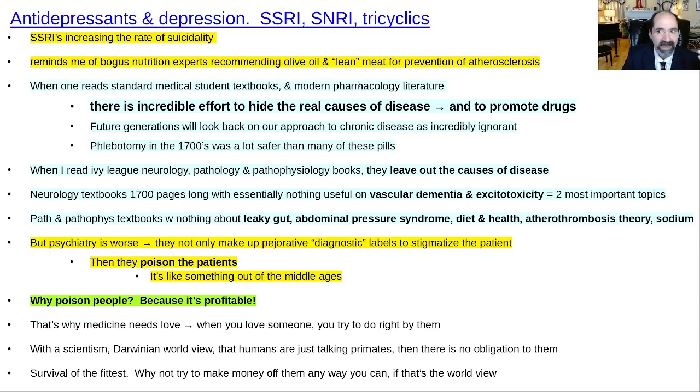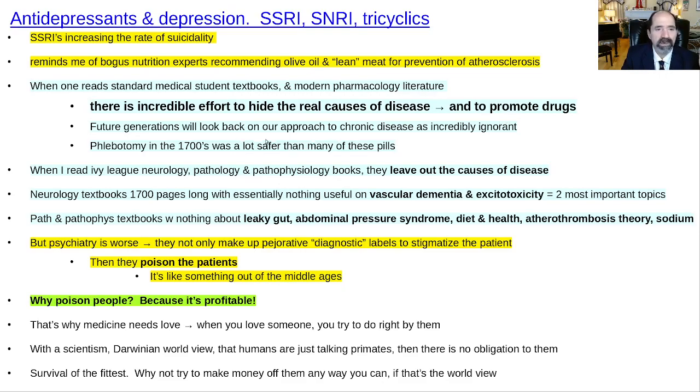So what I'm trying to say is there's a lot of people selling bogus information out there, so you've got to be careful. That's why your health is so important. You have to learn something about it if you want to stay healthy, because otherwise it's very easy to get tricked into nonsense. When one reads the standard medical student textbooks and a lot of modern pharmacology literature, you'll notice it once you start to understand it. There's an incredible effort to hide the real causes of disease, which is quite often diet and toxicology, and then to promote drugs.